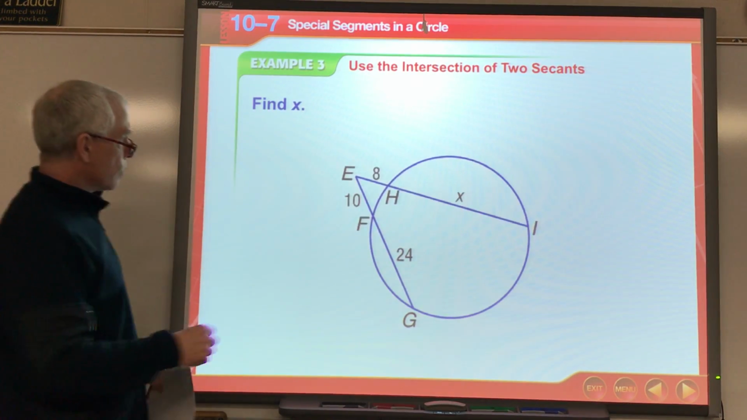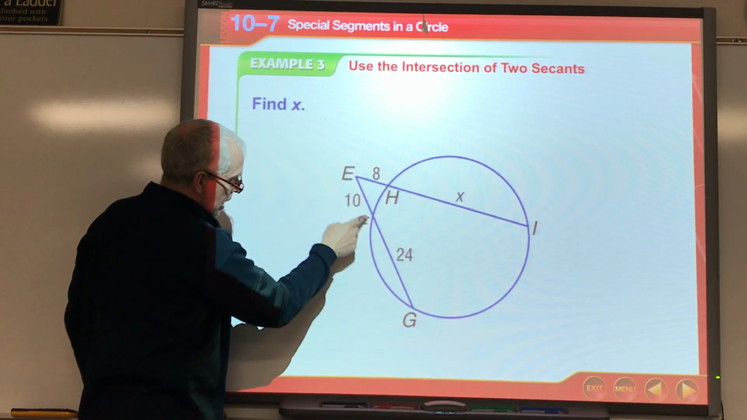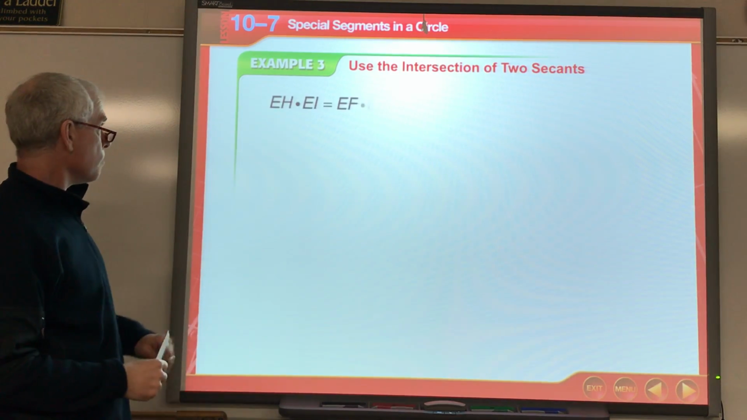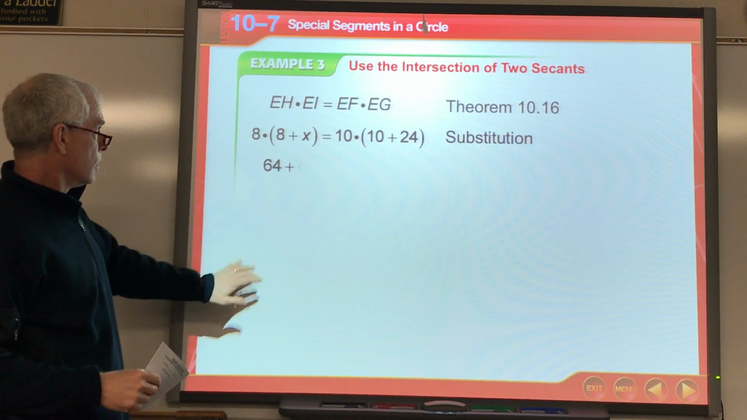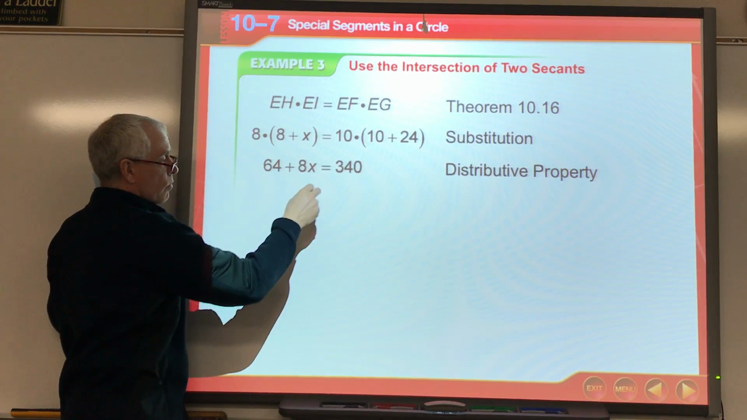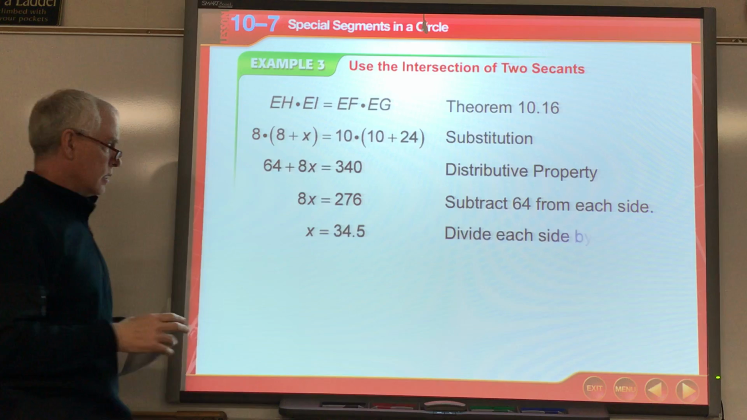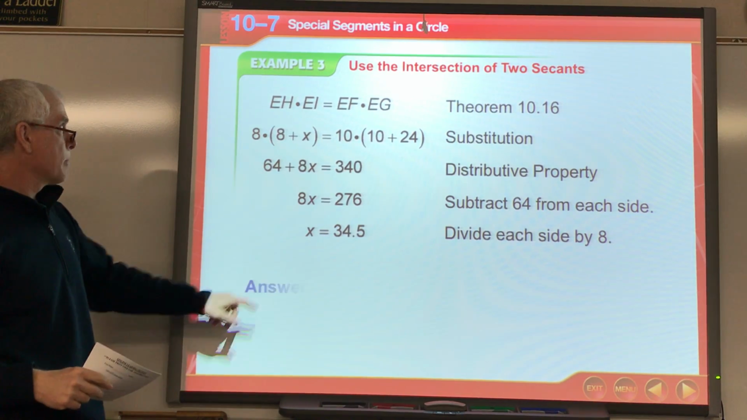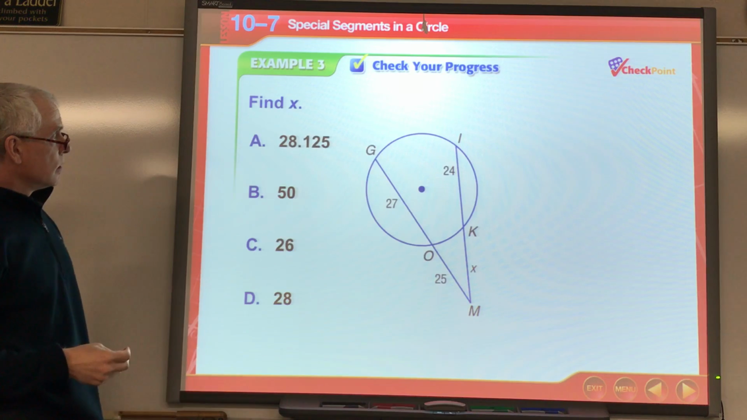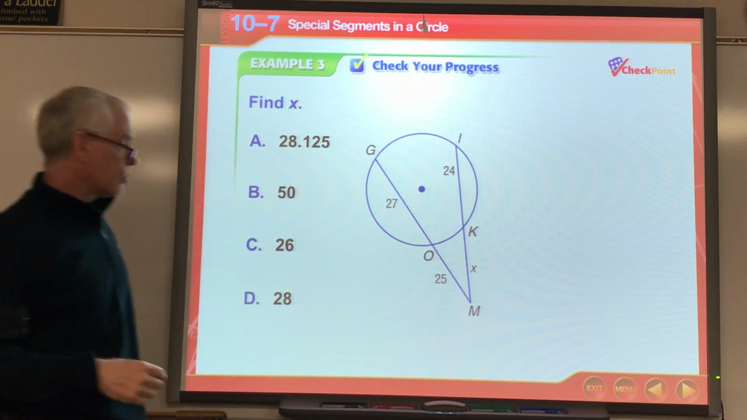Okay, so here this would be 8 times 8 plus x equals 10 times 34, okay? So algebraically you distribute this. 10 times 34, of course, is 340. Subtract 64, divide by 8, 34 and a half, okay? Okay, so give this a shot, and then we'll try it together here.